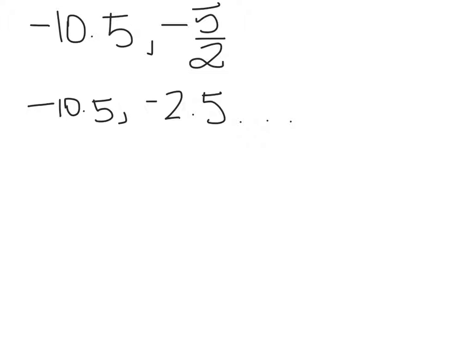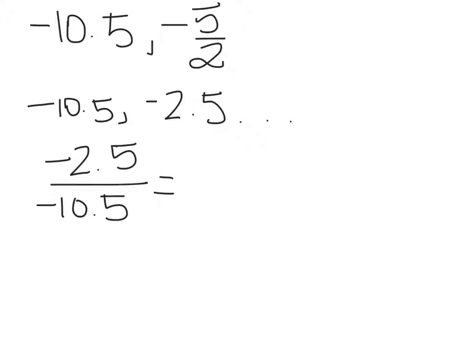So we need to figure out how we got from negative 10.5 to negative 2.5, and we know that it's geometric, so to do that, we're going to divide. So negative 2.5 divided by negative 10.5, and we should definitely get a positive answer, because a negative divided by a negative is a positive. So if you do 2.5 divided by 10.5, you should get 5/21. So that means I'm going to multiply each term by 5/21 to get to my next term. So now the question was to write an equation.